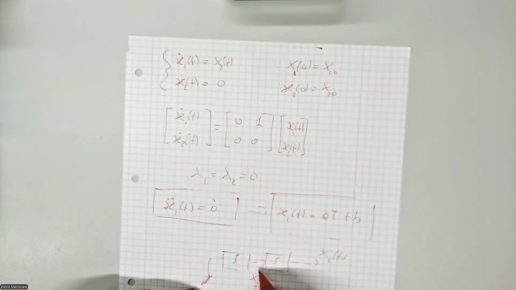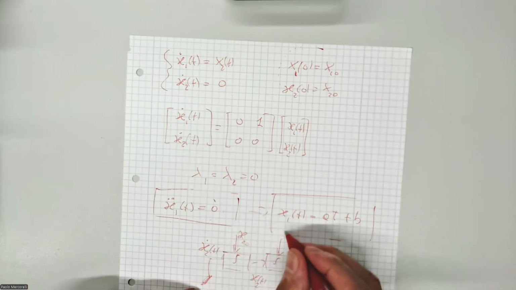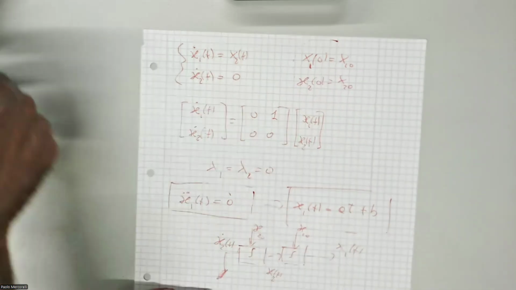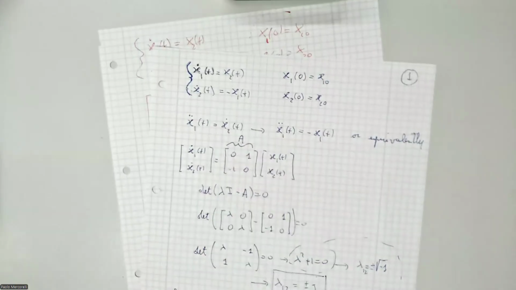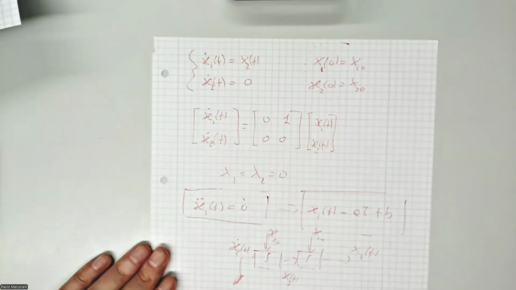X1, X2 is in the middle. Here is the X2 derivative, and here we have X2(0), X1(0). Try to analyze this. If X2(0) is not zero, we have something which grows with time. Of course, if this is zero, we have a constant. Try to analyze analytically, as I did a little bit in the presentation. But this is easier than that. Here the eigenvectors are independent. Here the eigenvectors are dependent.